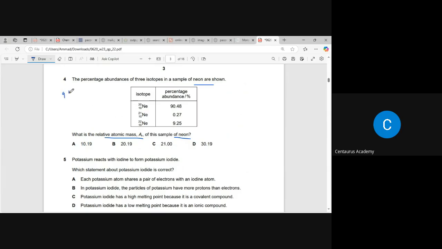So you're going to multiply 90.48 times 20 plus 0.27 times 21. Can anyone tell me a much shorter way to quickly solve this MCQ within a minute, or maybe less than 30 seconds?